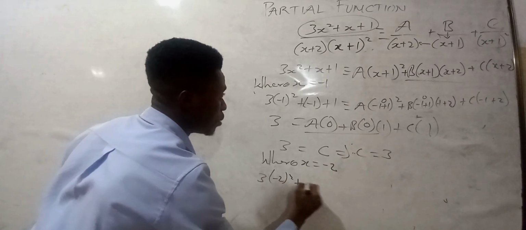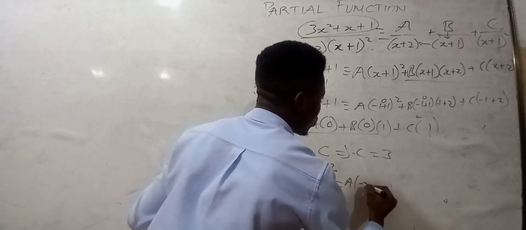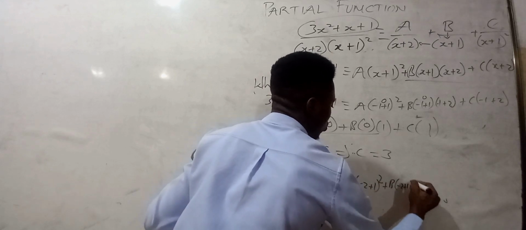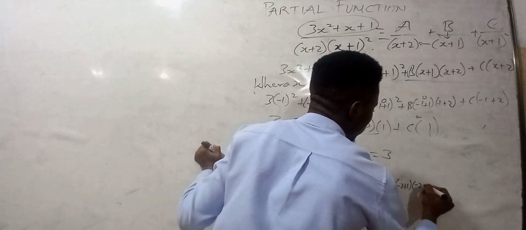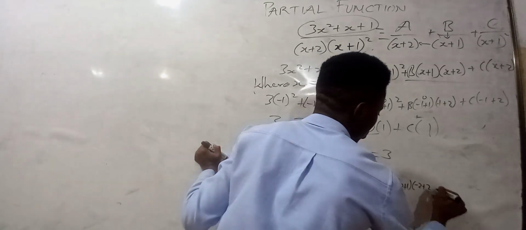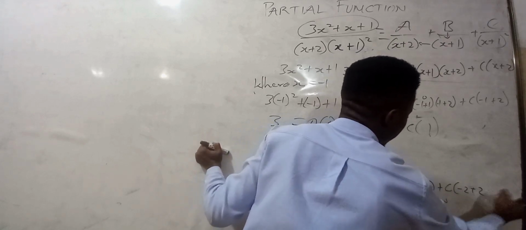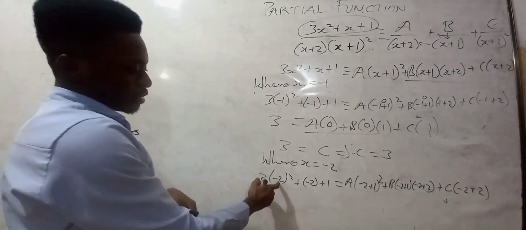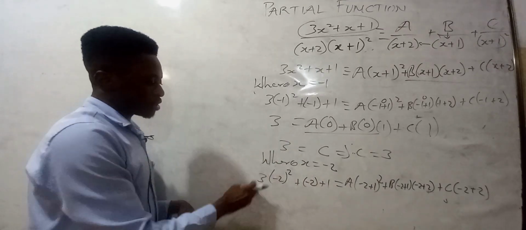-2 squared plus -2 plus 1 being equal to A into brackets -2 plus 1 all squared plus B -2 plus 1, -2 plus 2, plus C into brackets -2 plus 2. Okay, so this is what we get. We know that this 2 squared is what? 4, and 4 times 3.